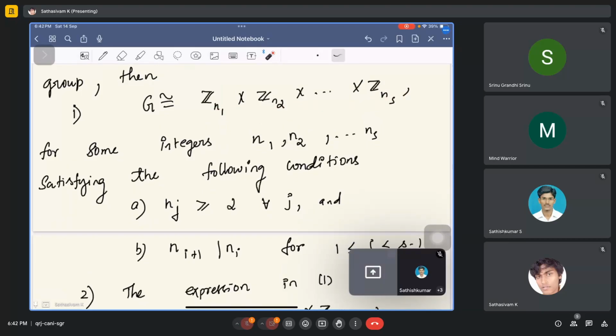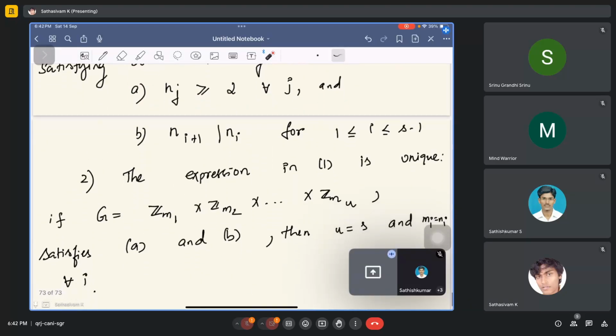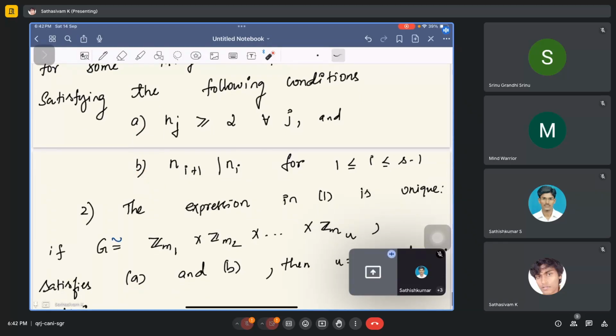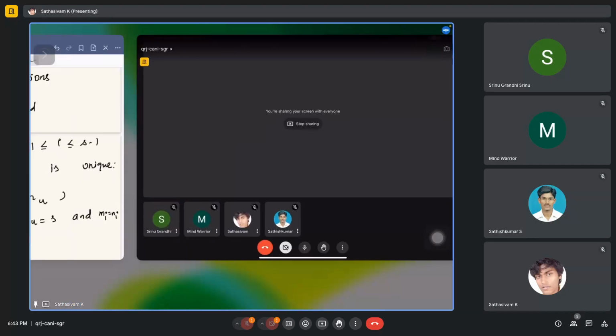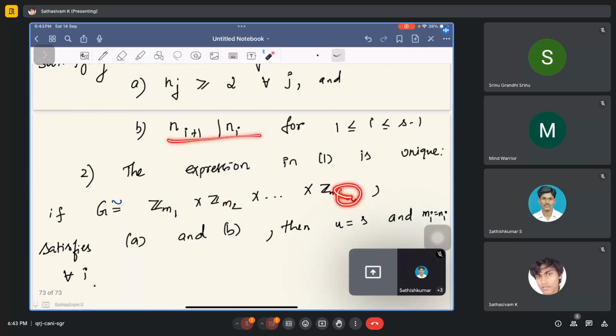And what more you can say is that this expression is in some sense unique. That is what the second statement says. By uniqueness, what do you mean? If you can write G as isomorphic to some other direct product, and this direct product also satisfies properties A and B, what is A? A tells you that all these m_i are greater than or equal to 2. And B tells you that each one divides the previous one. So basically m_2 divides m_1.